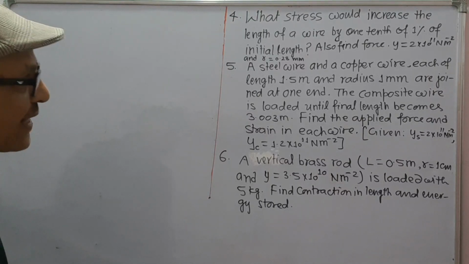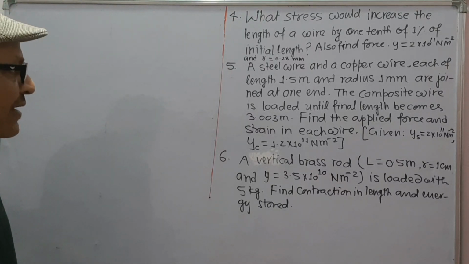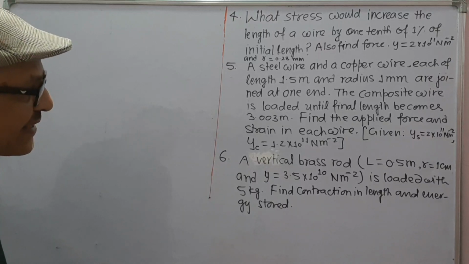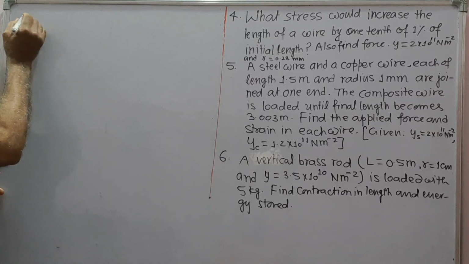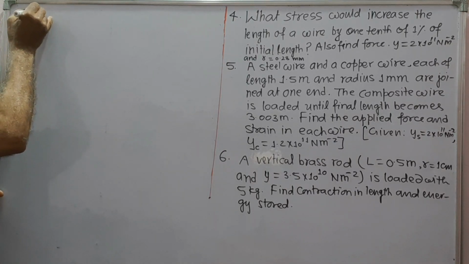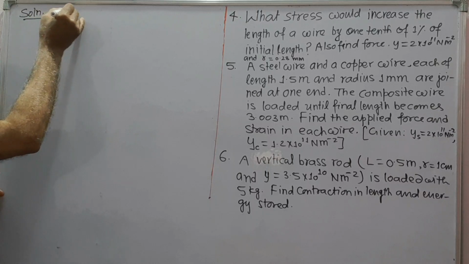A steel wire and a copper wire, each of length 1.5 meter and radius 1 millimeter, are joined at one end. The composite wire is loaded until final length becomes 3.003 meter. Find the applied force and strain in each wire. Young's modulus of steel and copper are given. So, solution to question 5.